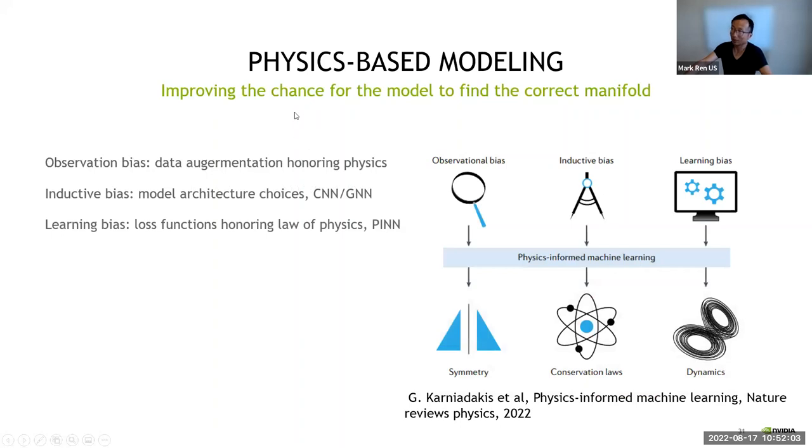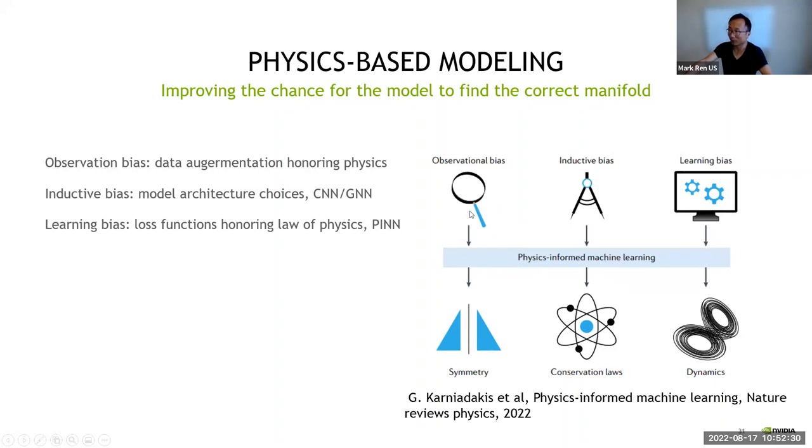Another important topic I'll talk about is the physics-based model. A physics-based model basically improves the chance for the model to find the correct manifold. We talked about manifolds, right? Not all models work. You can stack fully connected layers on everything and hope it works, but it doesn't. So to find the correct manifold, you need to actually think about the physics. There are three ways to use the physics.